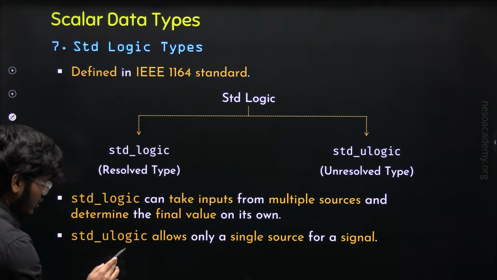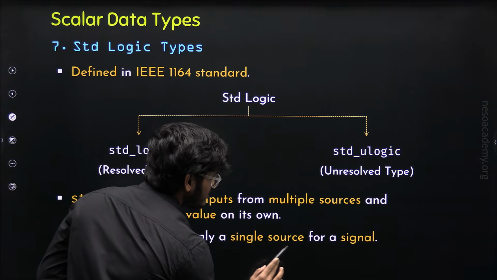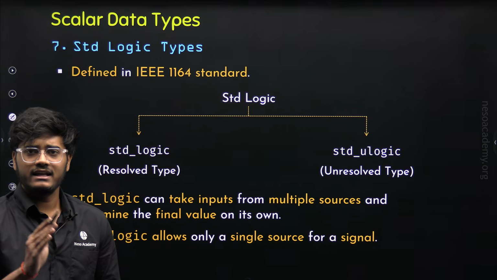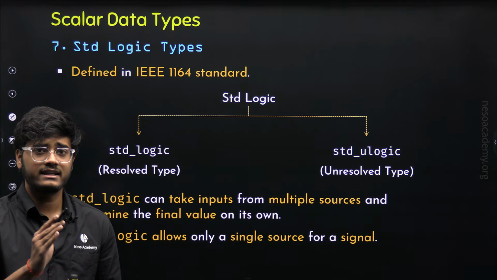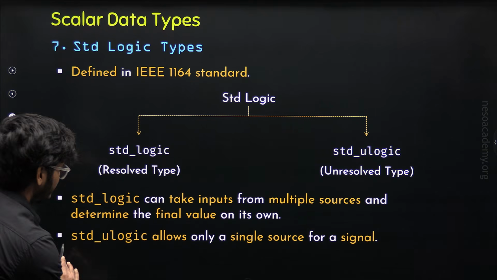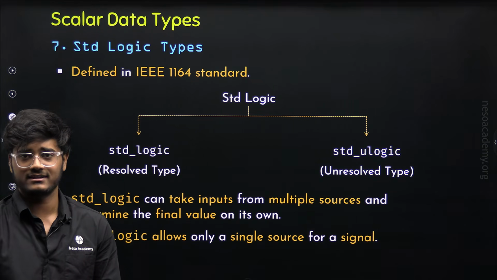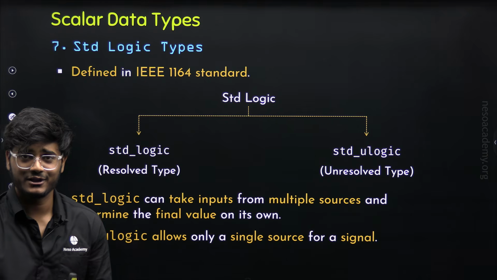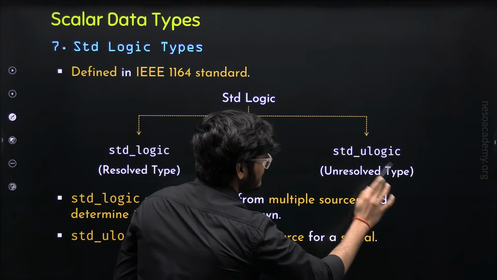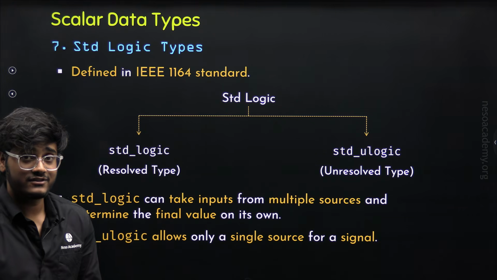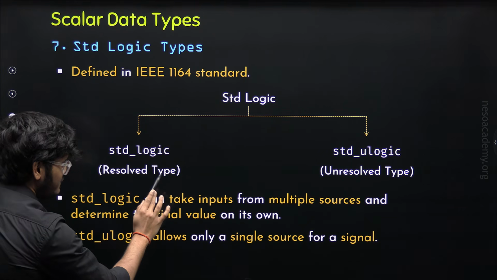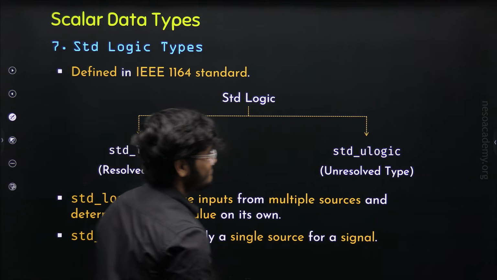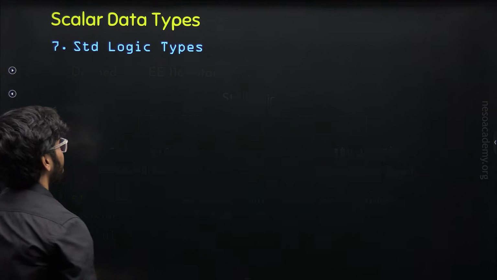While std_ulogic allows only a single source for a signal. In the same example, if I assign signal A equals 1 and again signal A equals 0, for std_ulogic, it will generate an error because std_ulogic cannot resolve multiple sources. Therefore, it is called an unresolved type. So, I hope you understand the difference between std_logic, a resolved type, and std_ulogic, which is an unresolved type. Let's see the next point.